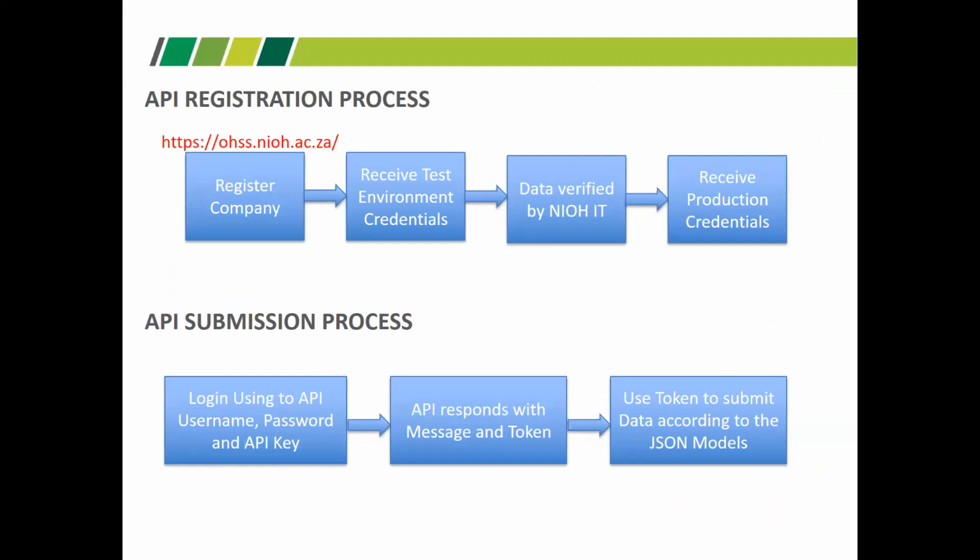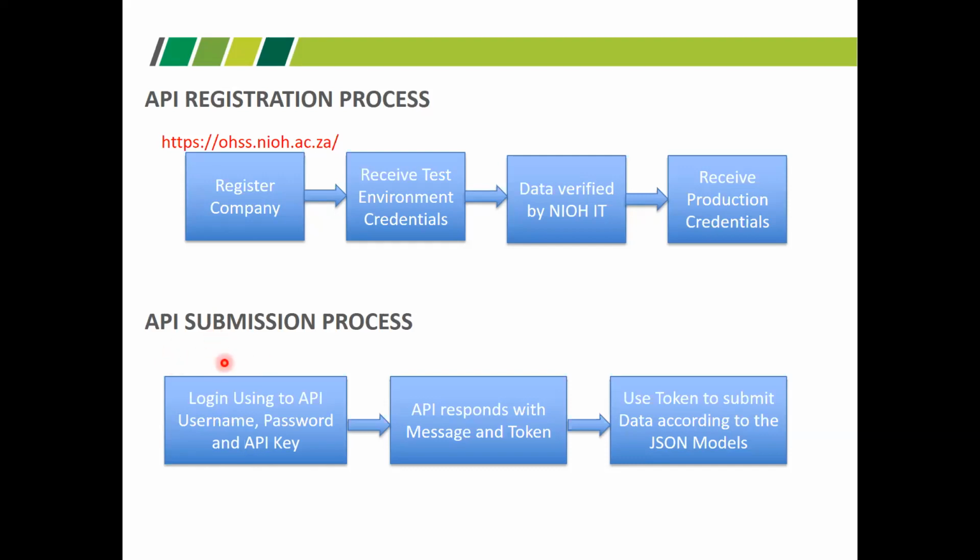So I will be presenting the API submission aspect of the OHSS system. For registration to submit via API, as the colleagues have explained, you would register your company. Then, upon company approval, you will receive credentials to our test API. This is where we would test how your application is pushing data into a data lake. Once we have verified the information, we will provide you with production credentials.